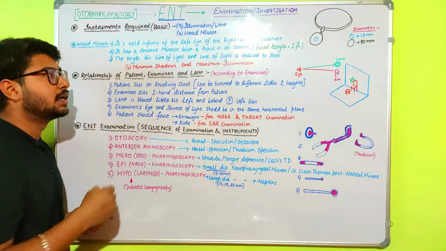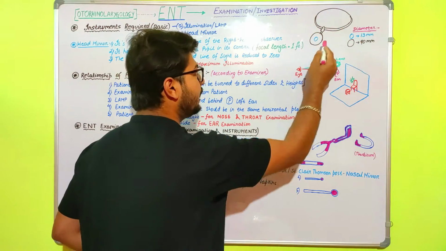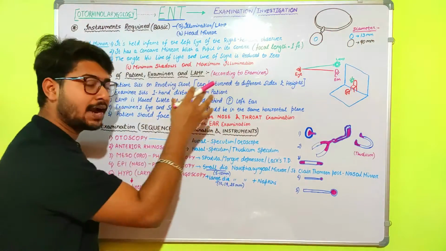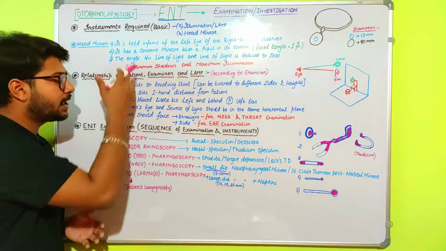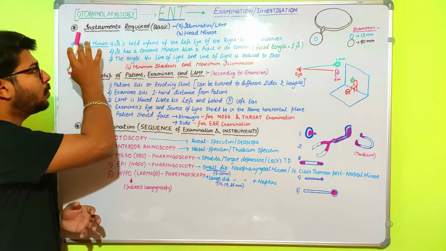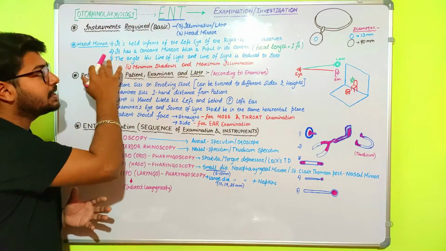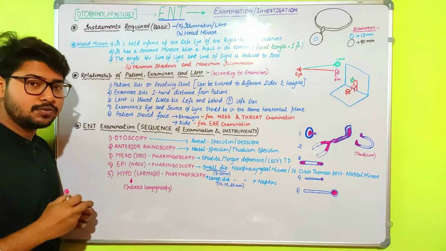And the head mirror, this is the structure that I have drawn. It's a kind of head mirror and it is according to the right-handed observer. Why right-handed observer? I am going to explain all this in this video. Next, what is a head mirror? It is held in front of the left eye of the right-handed observer.